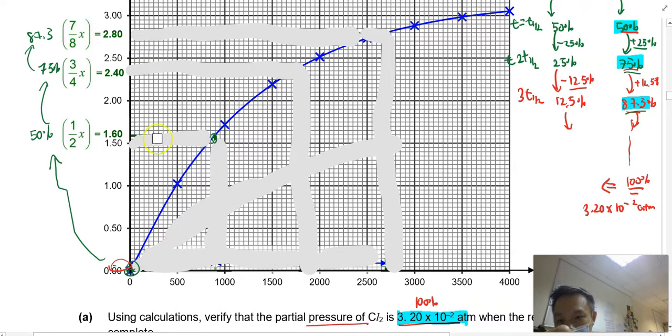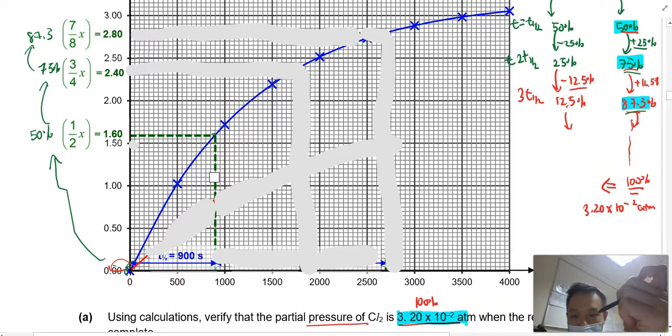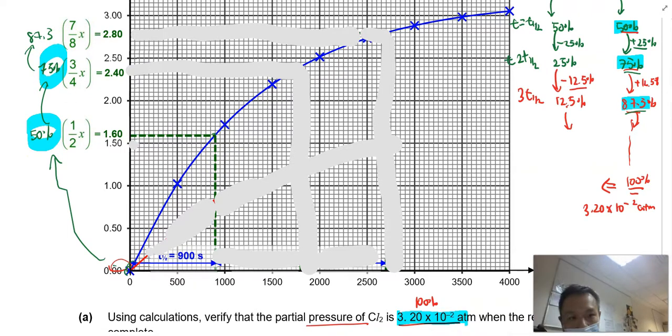Let's take a look at the time taken. This is the time taken, about 900 seconds. Okay, so you read from the grid, about 900 seconds. From 50% to 75%, that's a second T half, right, second T half.